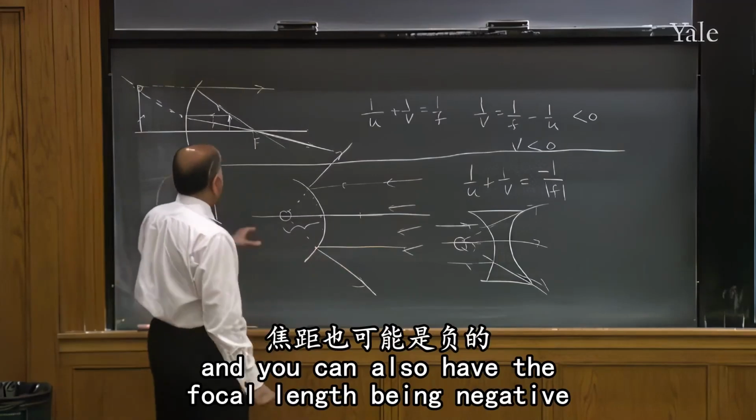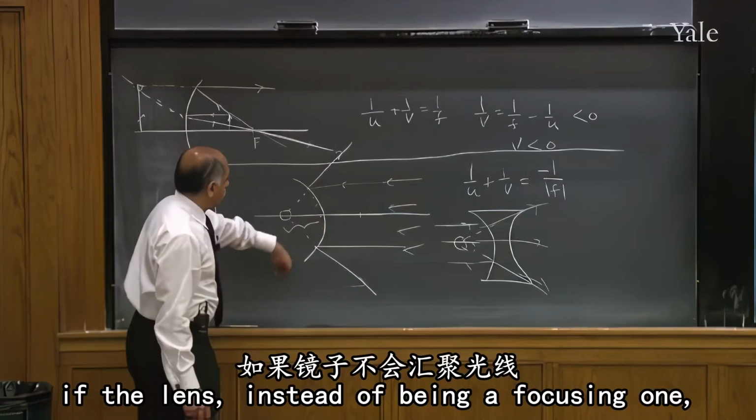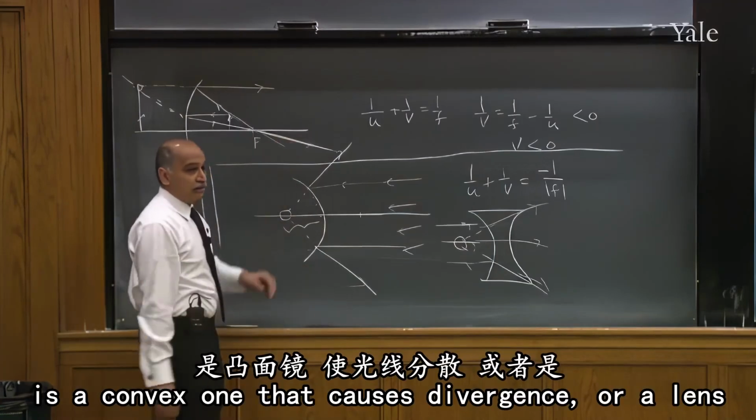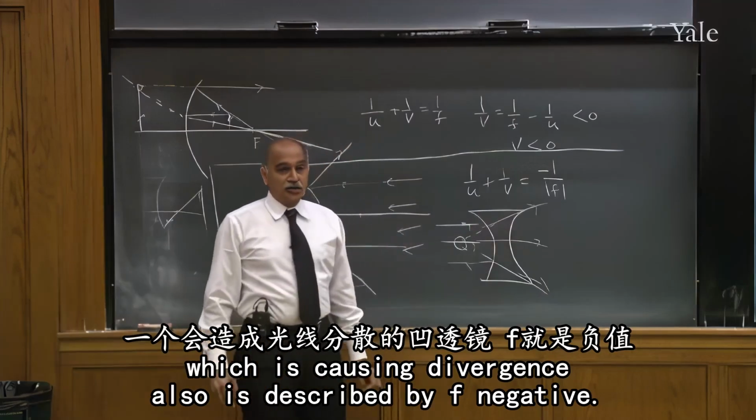And you can also have the focal length being negative if the lens, instead of being a focusing one, is a convex one that causes divergence. Or a lens which is causing divergence also is described by f negative.